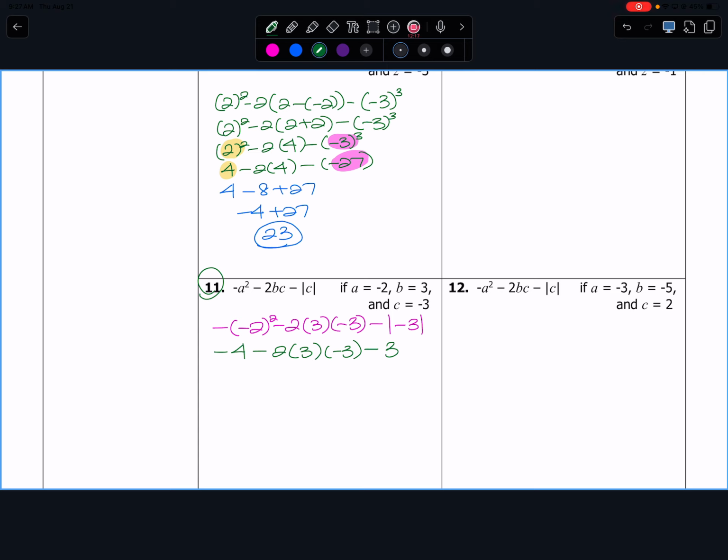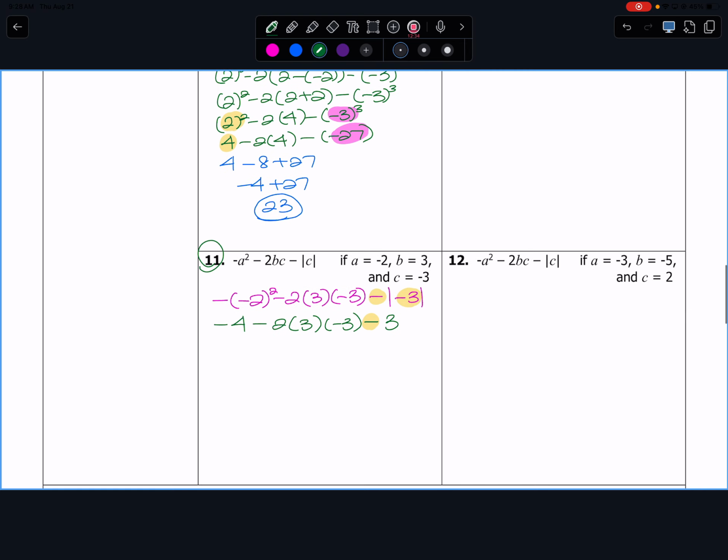So the only reason why this absolute value here is still negative is because there was a negative on the outside of the absolute value. So I made the 3 positive, and then it had the negative on the outside. So now I have -4 minus 2 times 3, which is 6. Times -3, which is a -18, minus 3. So I have -4 plus 18 minus 3. So 14 minus 3, which is 11.